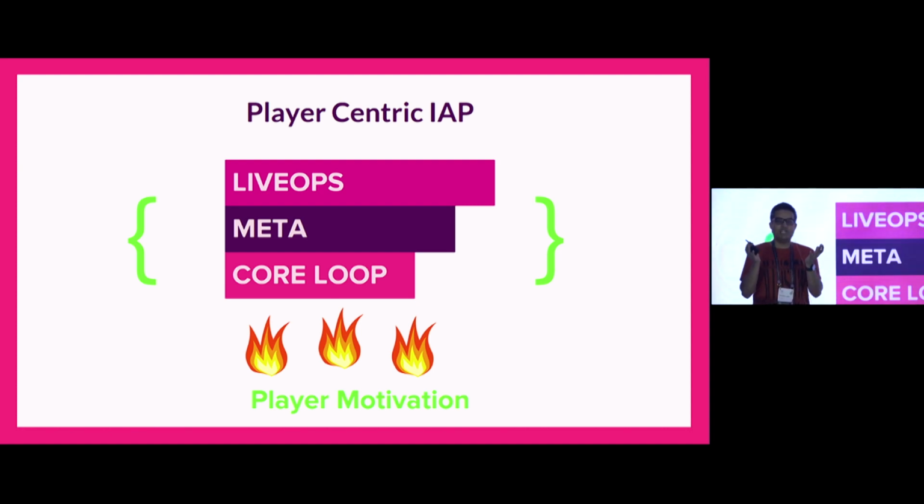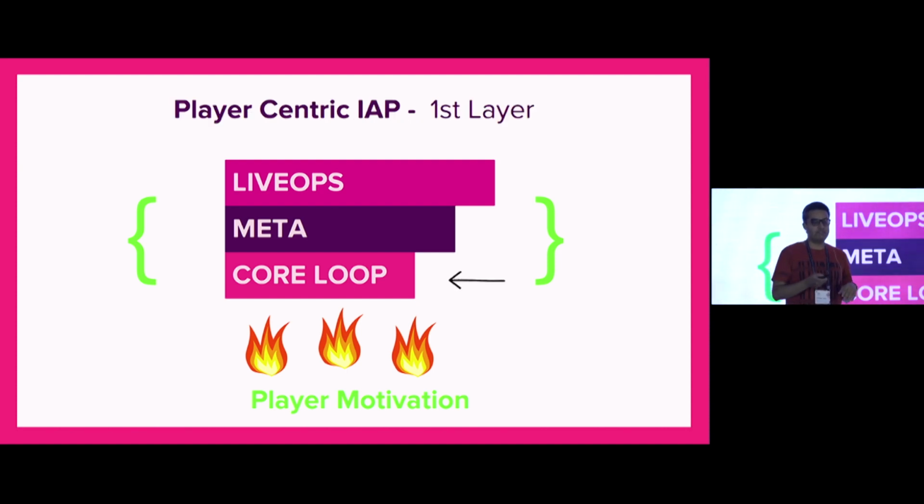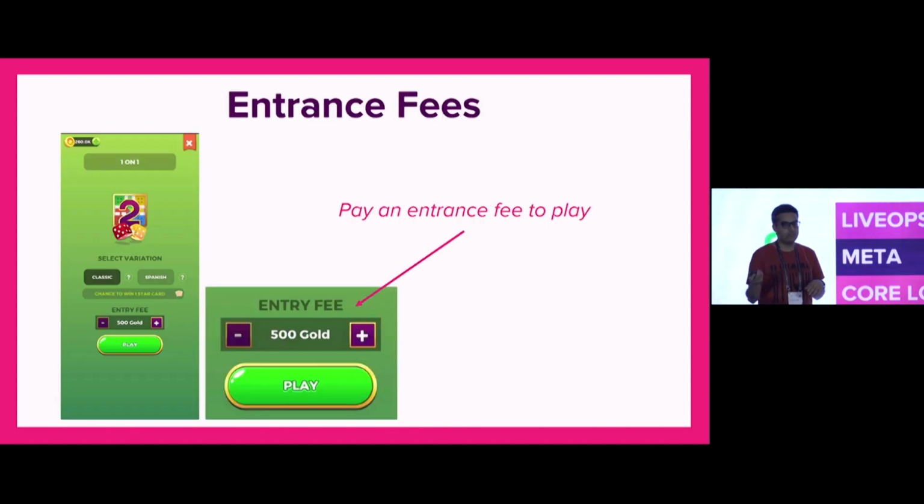What I'm trying to show here is that it's a melting pot, and how we build up player motivation is through 3 aspects: the core loop, the meta, and the live ops. I'll go through each of these and how we've built them up in our company, and they go through phases.